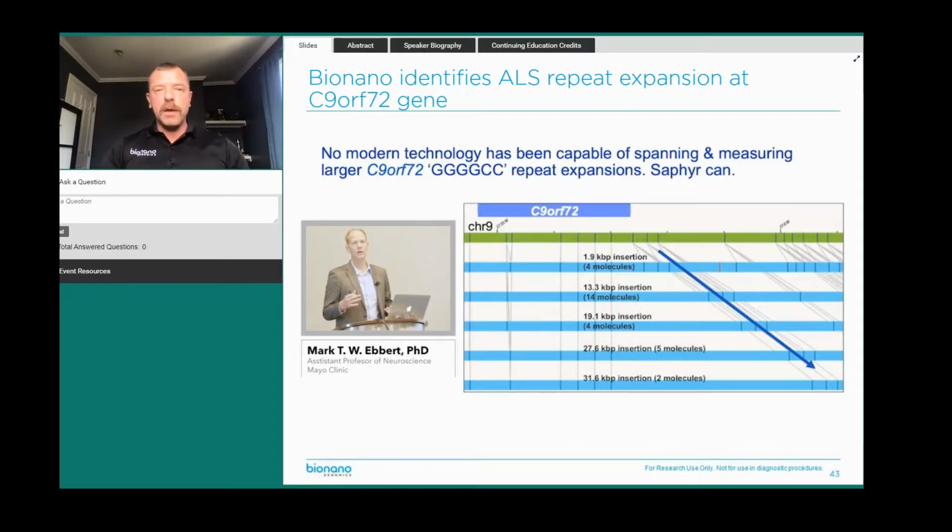And this comes from a single brain biopsy from a patient who died of ALS. So not only are we able to span and measure that repeat expansion that consists entirely of G's and C's, you cannot PCR amplify this. No modern technology can span that, but Bionano can. We also see this in a mosaic pattern, so we can tell you exactly what allele fraction there is for each of these expansions in the brain.